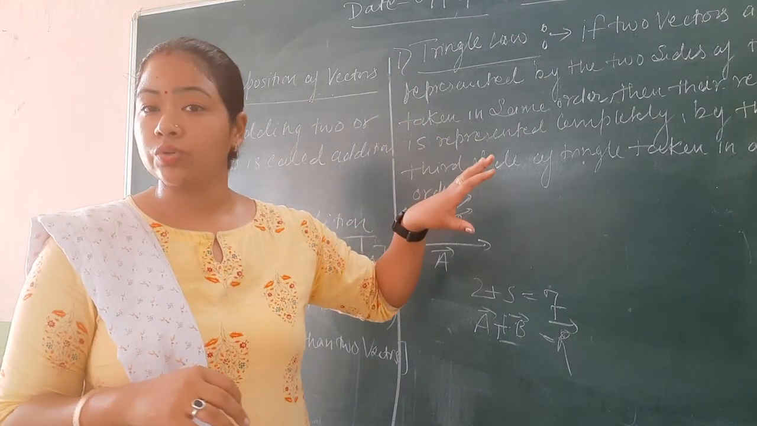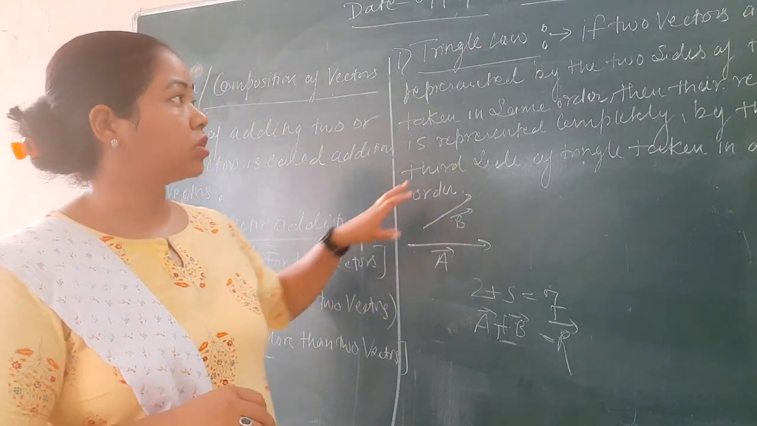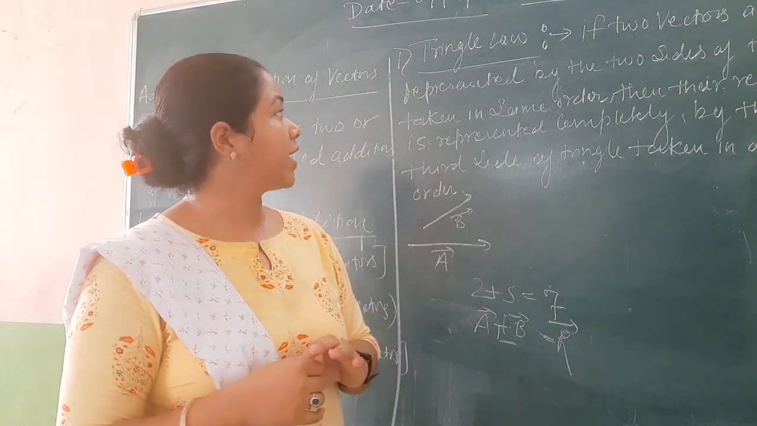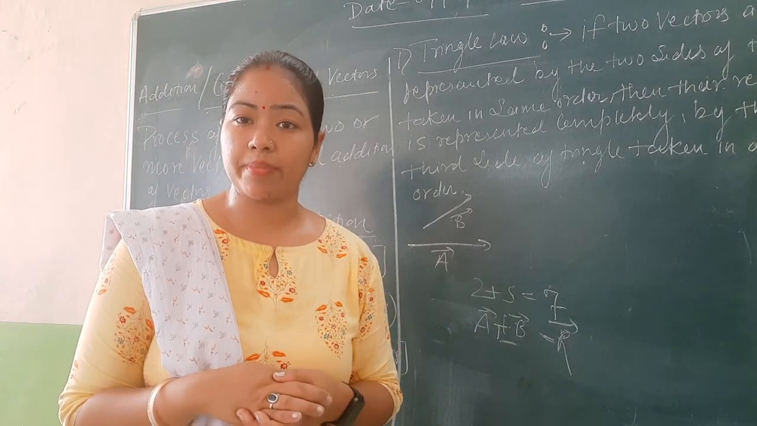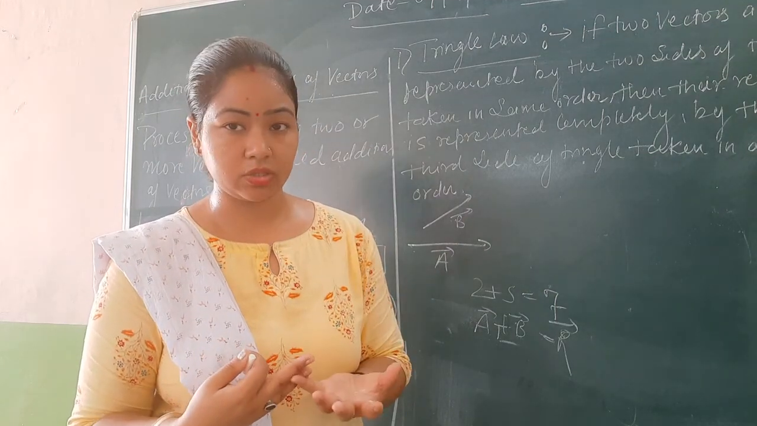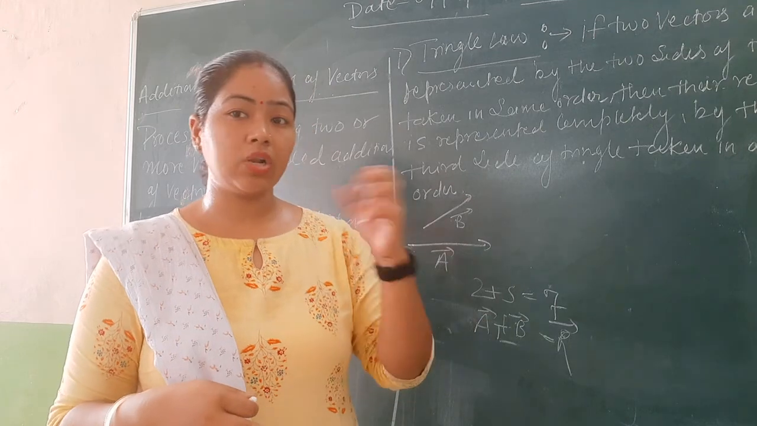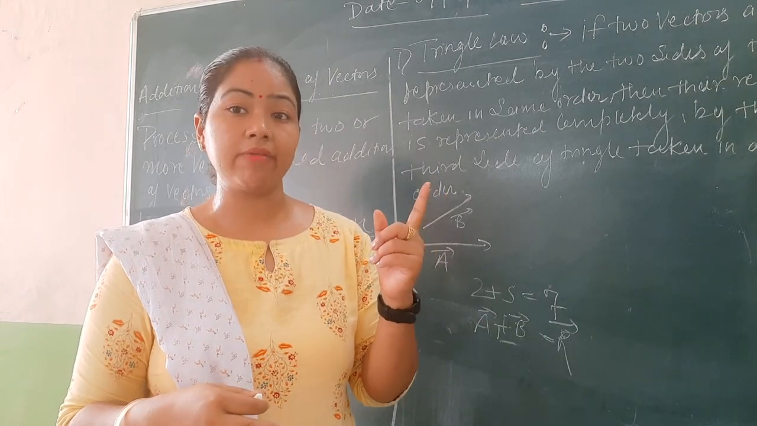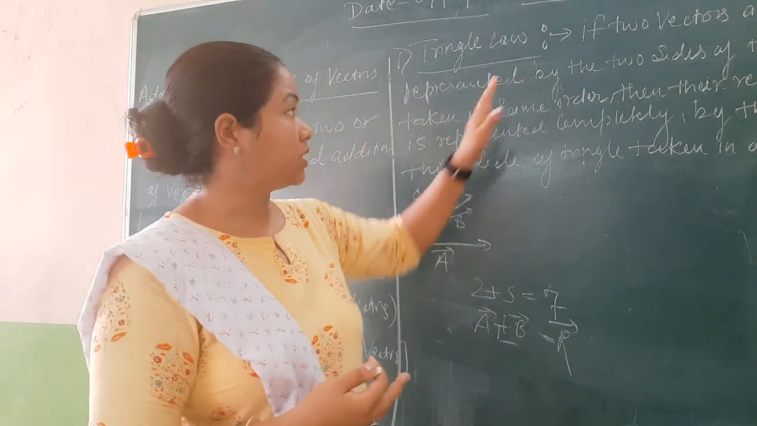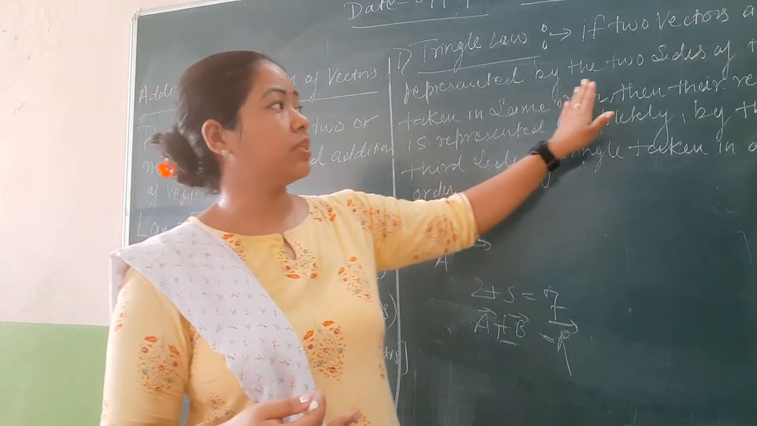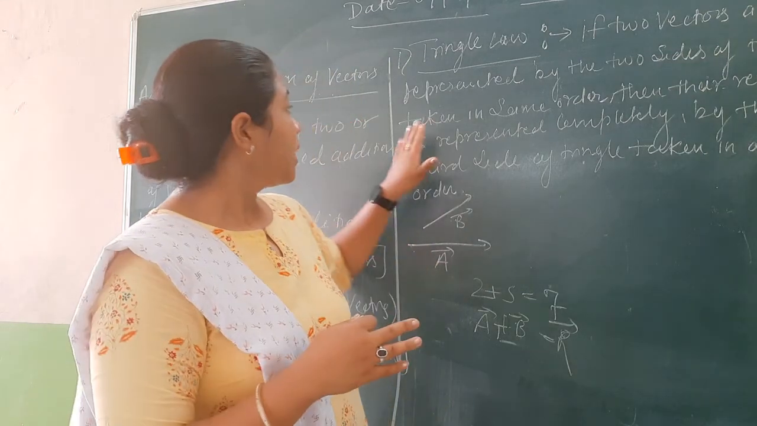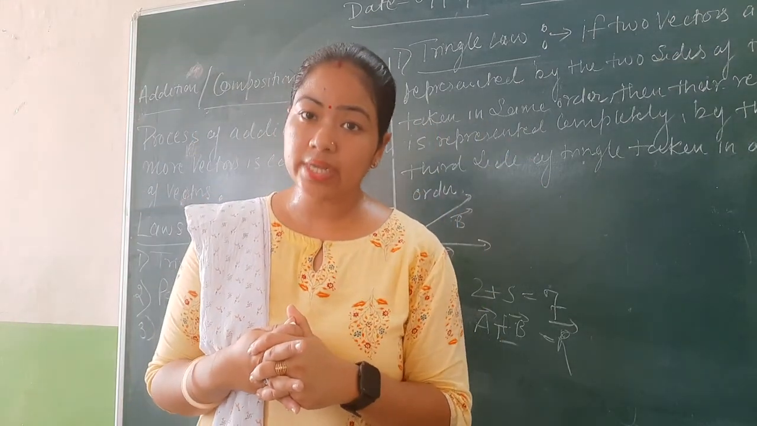First we will go through the statement, right? What is the statement of the triangular law of vector addition? The triangular law of vector addition states that if two vectors are represented, completely by their magnitude as well as direction, right? Not only by magnitude, not only by direction. Any vector is represented by both magnitude as well as direction. So if two vectors are represented by two sides of a triangle, taken in the same order, right? Taken in the same order.